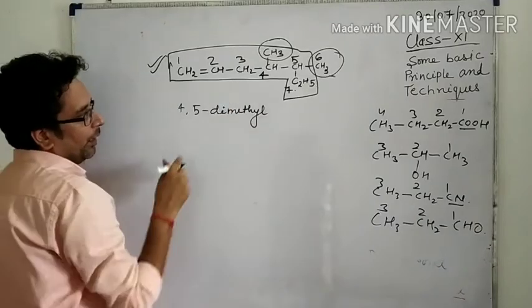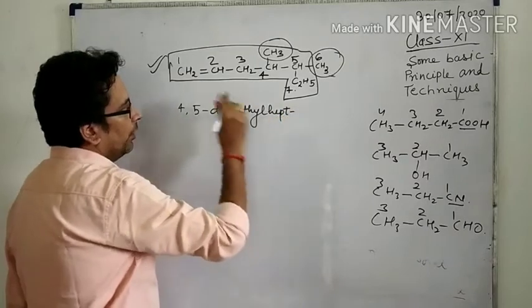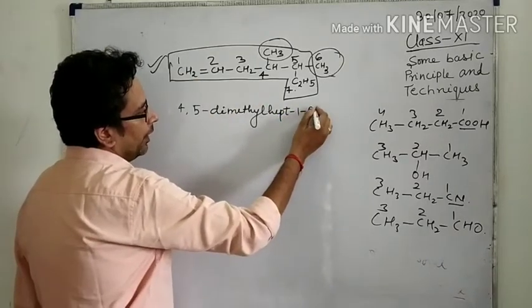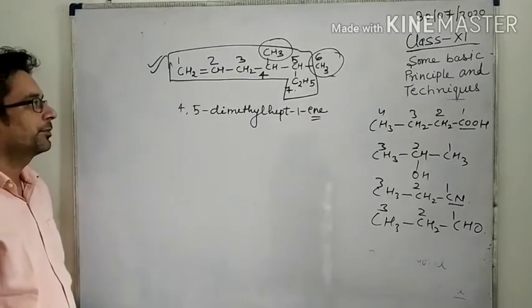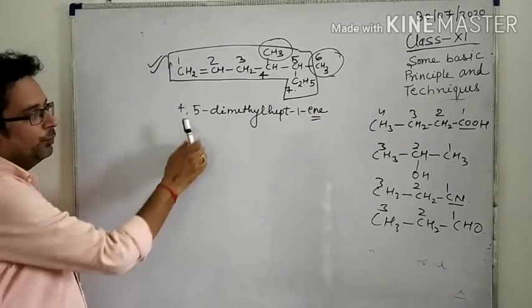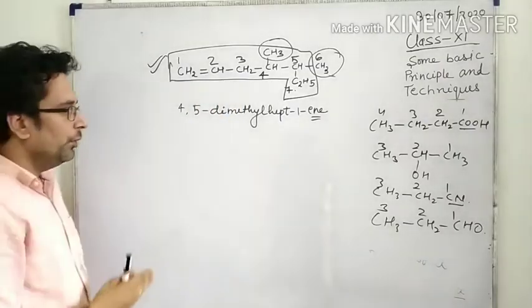Okay, total number of carbon is 7, so hept... first... in. Okay, so this is the IUPAC name of this compound. Okay, note down in your copy.